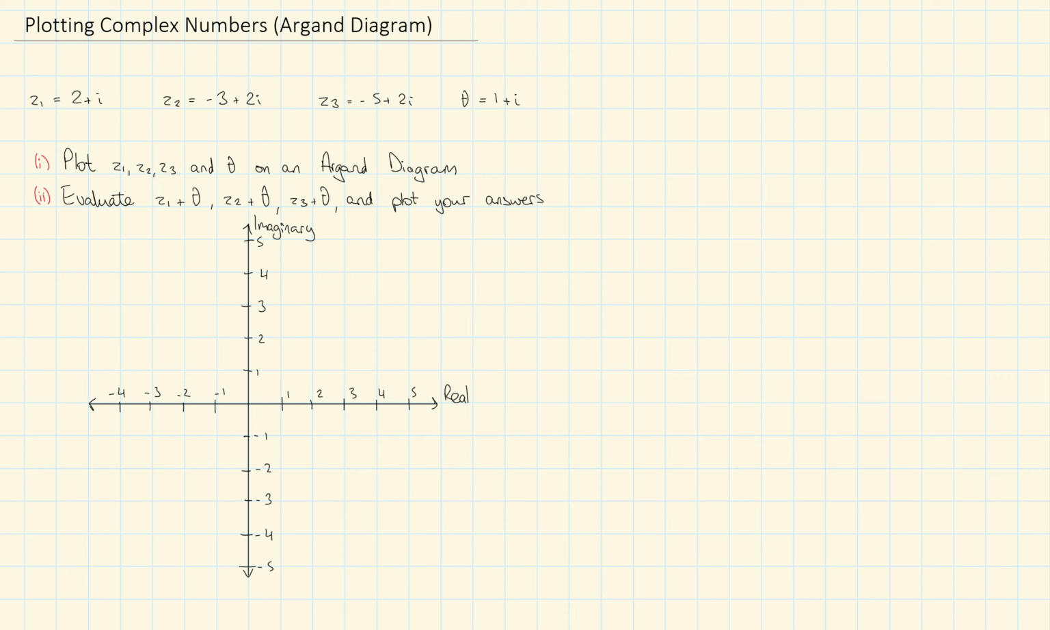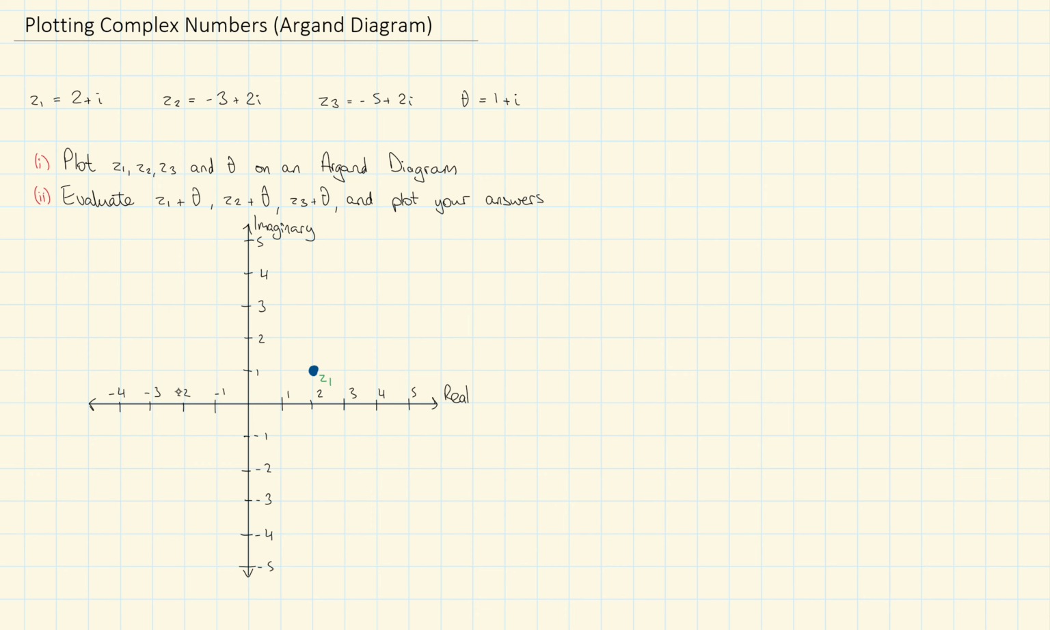Okay, so in part 1 we are asked to plot z1, which is 2 plus i, so I'll come along to 2 on the real axis, plus i is 1i, so 1 on the imaginary axis. Come up, and we'll label that z1.